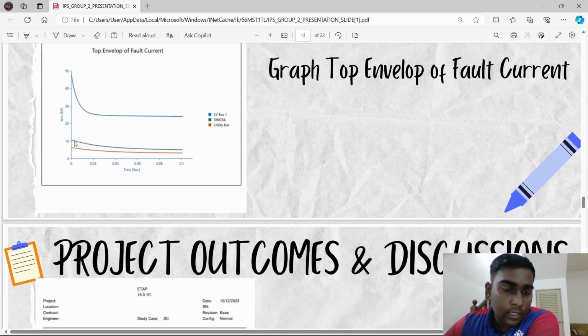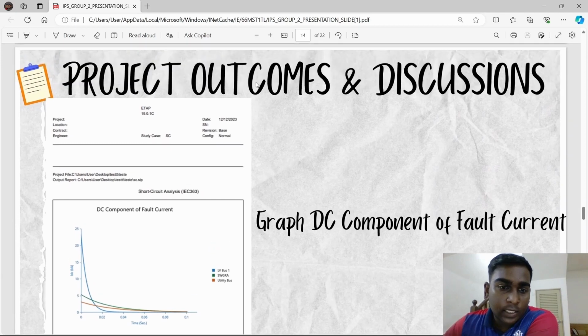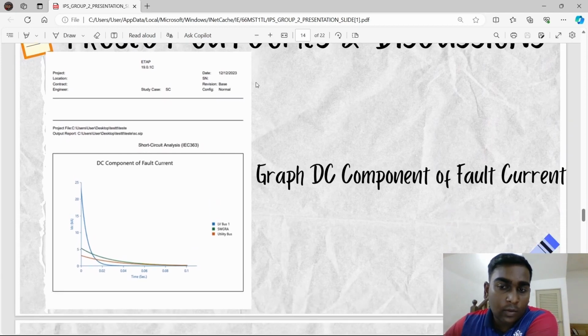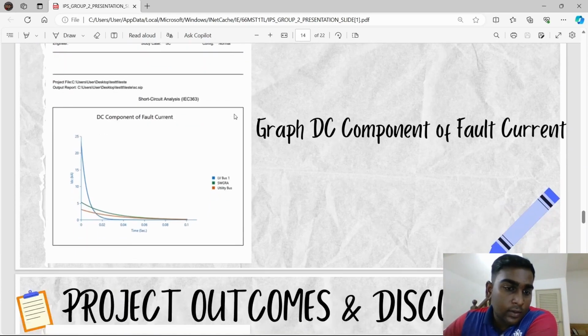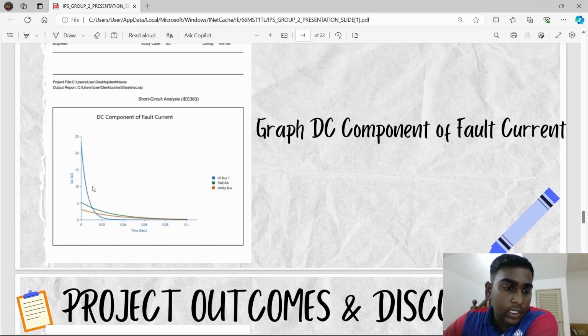And next for the SWGRA and utility bus, it goes the same, which takes 0.02 seconds to make the power stable. For the next one, we can see the graph of the DC component of fault current. So in this short circuit analysis for the low voltage bus, SWGRA and utility bus, we can see these three buses have the same significance of power that drops to 0 at the time of 0.1 seconds.